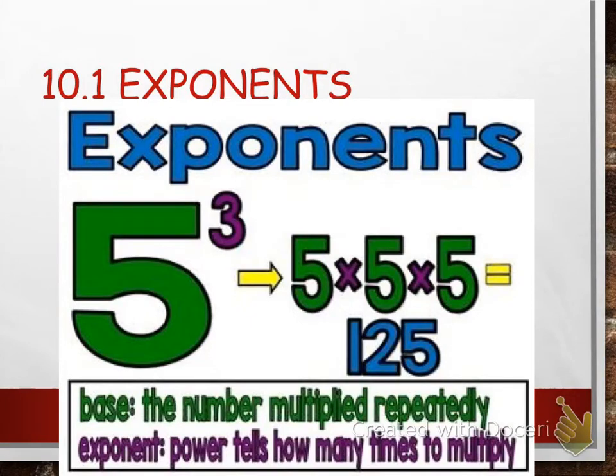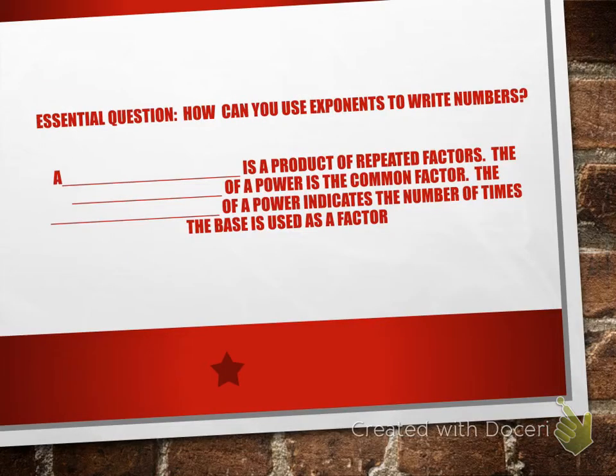This next lesson is on exponents. If you're looking at exponents, you've got the base, the number multiplied repeatedly, and the exponent, the power that tells how many times to multiply. So basically our objective, or essential question, is: how can you use exponents to write numbers?